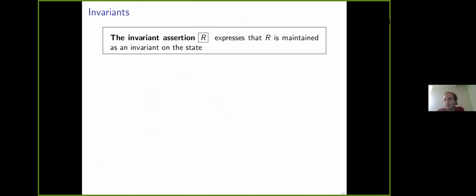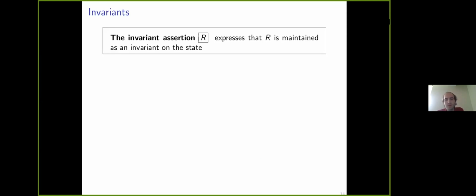The solution for reasoning about shared memory accesses in Iris is to use what's called an invariant assertion. An invariant assertion has the form box, and then you put inside of that box some other assertion R. What this is saying is that R is an invariant of program execution, meaning that once established, it holds before and after every step of execution.